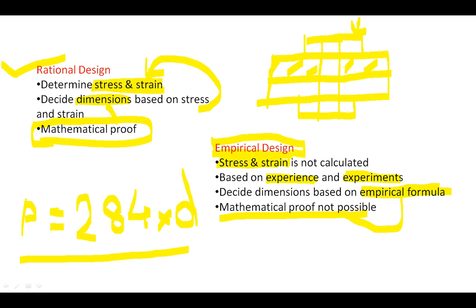So many times we use rational design whenever it is possible to calculate stress and strain, and sometimes we use empirical design where calculation of stress and strain is difficult. In that case we use this empirical formula.